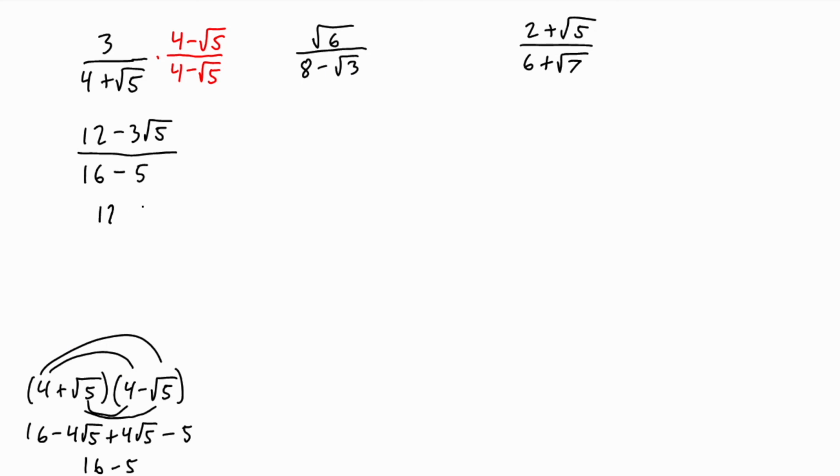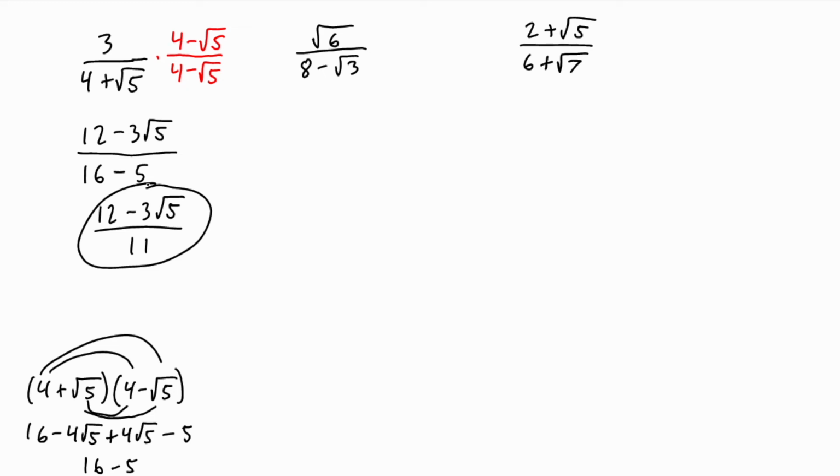So we can simplify that a bit more, and we have 12 minus 3 square root of 5 over 16 minus 5 is 11. And that's our answer. We can't simplify it anymore. If the denominator was something that could go in both 12 and 3, we could. But outside of that, 11 can't go into 3 or 12, so we have to just leave it like that.